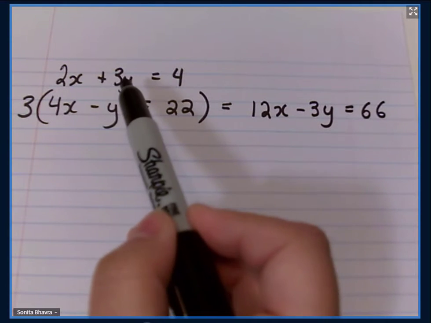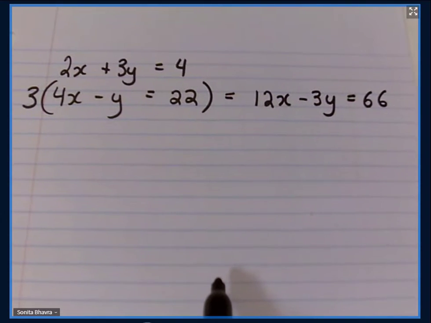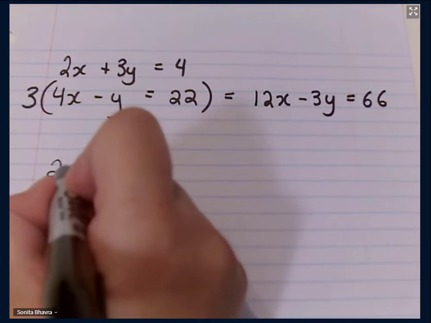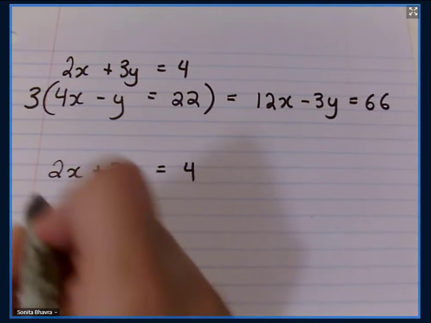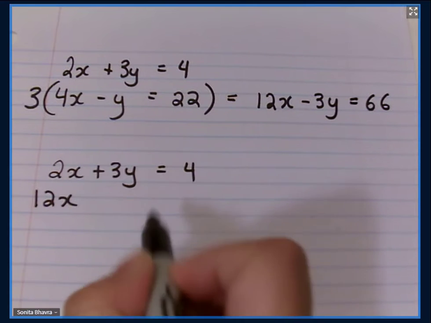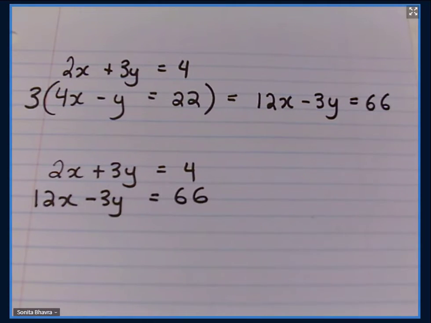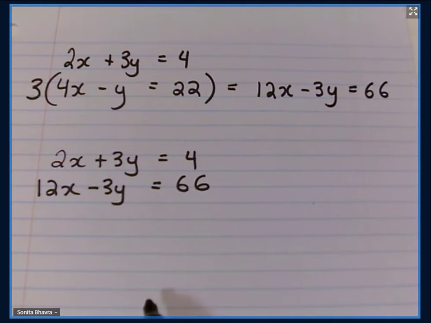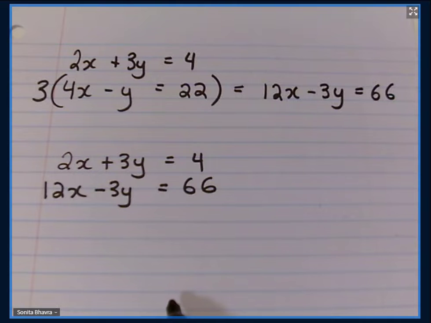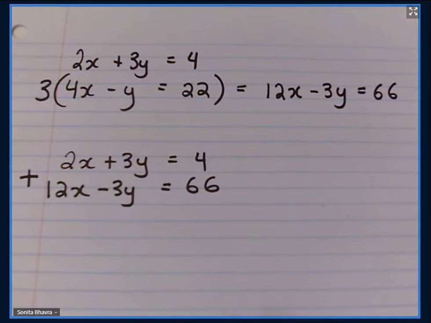Now we have 3y and a negative 3y. So I'm just going to rewrite both equations. So 2x plus 3y equals 4. And we have 12x minus 3y equals 66. So there's our two equations now. We have 3y and negative 3y. All right, so now we can add the two equations. So I'm just showing that we're adding.